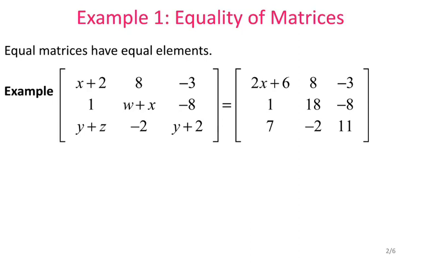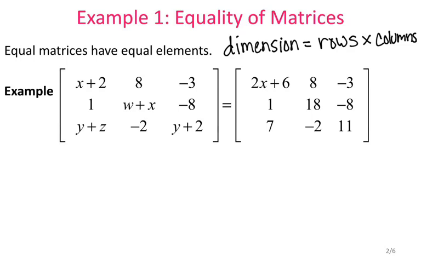So in order for matrices to be equal to each other, they need to have the same dimensions. So let's talk about dimensions first. Dimensions of a matrix is rows by columns. So your rows are horizontal, columns are vertical. If I look at my first matrix on the left-hand side, that has 3 rows, 3 columns. So this one is a 3 by 3. Second one, also a 3 by 3. And of course your matrices have to be the same exact size for them to be equal to each other.